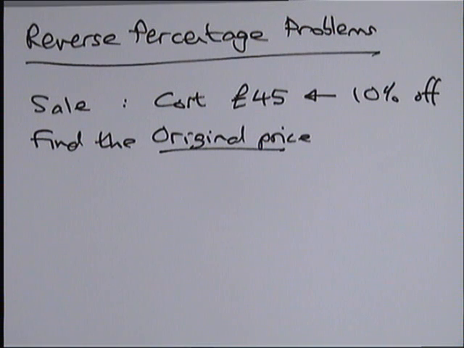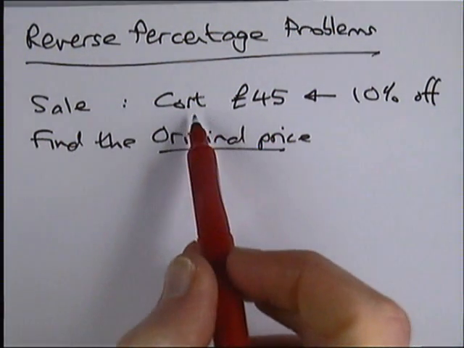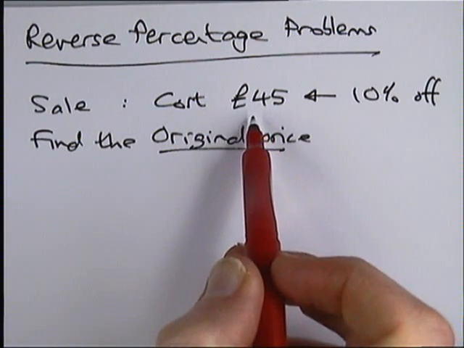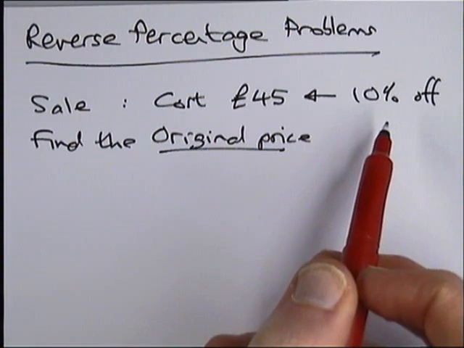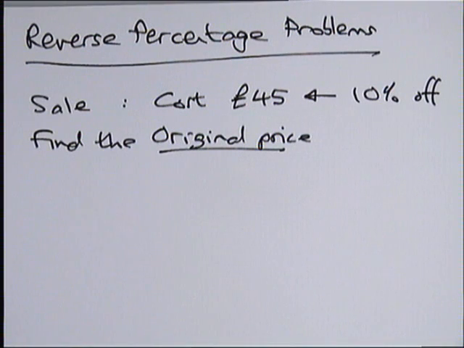In this video we're going to have a look at what's called reverse percentage problems. These are sort of percentage problems backwards, and you'll see with an example the sort of thing we mean. In a sale, something was selling for £45. That's how much it cost in a sale, £45. And that was marked as being 10% off.